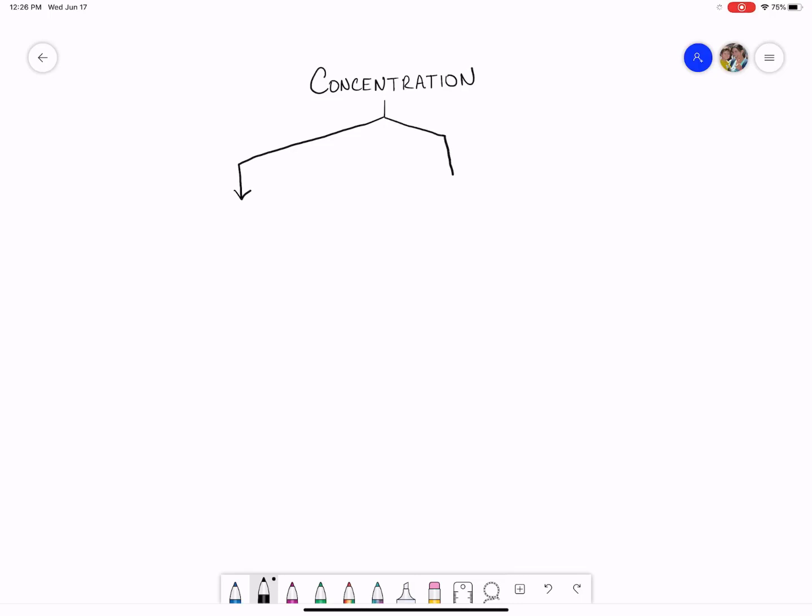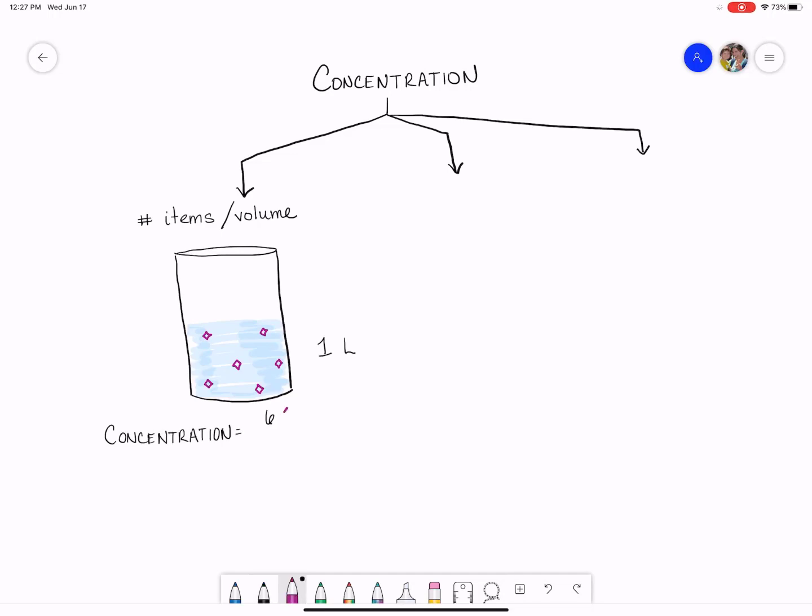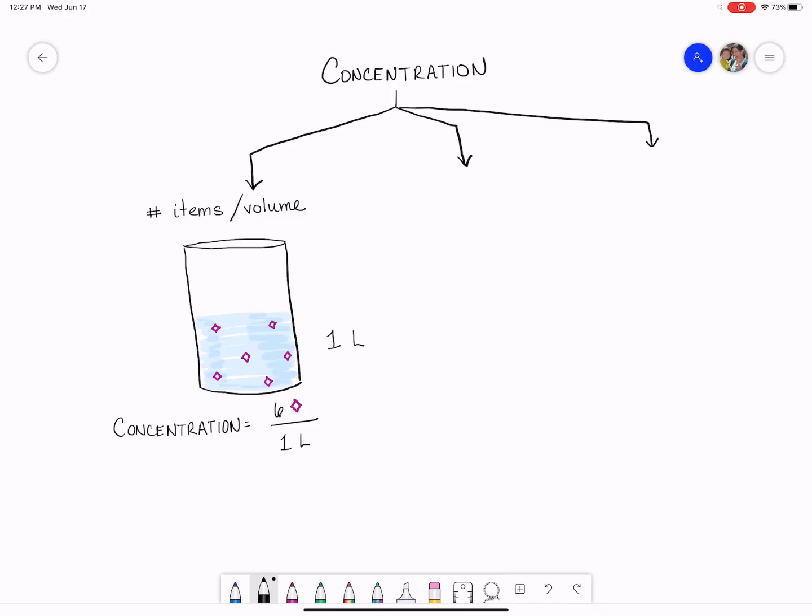So perhaps the simplest way to express the concentration of a solution is the number of items that are dissolved or suspended in a certain volume of fluid. So if I go back to my beaker example, let's say that the amount of water in that beaker is 1 liter, and I have 6 diamonds suspended in that 1 liter. My concentration would be 6 diamonds per liter of water.